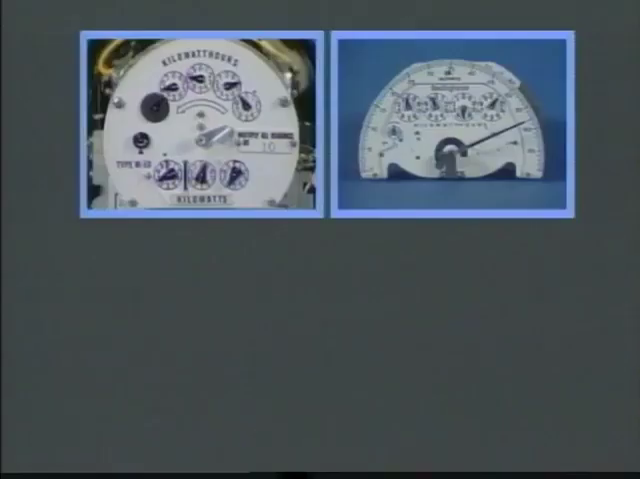In the next two parts of this program, we're going to look at various kinds of mechanical demand registers. We'll also look at their main components and the function of those components. Two common types of mechanical demand registers are the indicating register and the cumulative register. Let's look at the indicating register first.